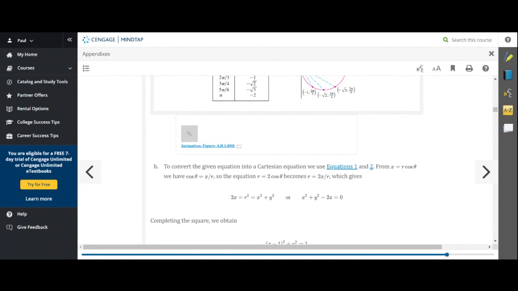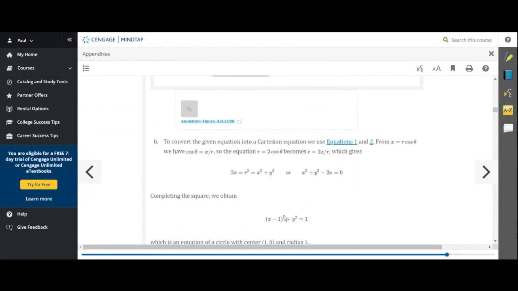So r squared equals x squared plus y squared. Okay, but for a Cartesian equation, we need x and y. So 2x equals x squared plus y squared. x squared plus y squared minus 2x equals 0. And you can complete the square to get the Cartesian equation, x minus 1 quantity squared plus y squared equals 1.